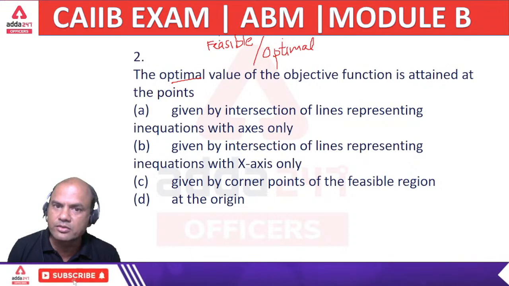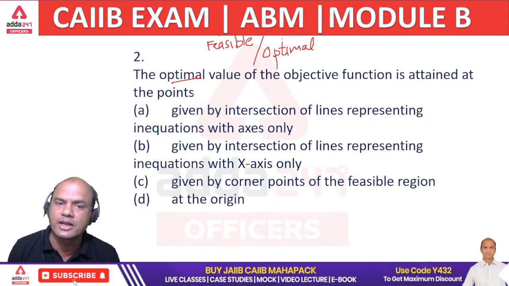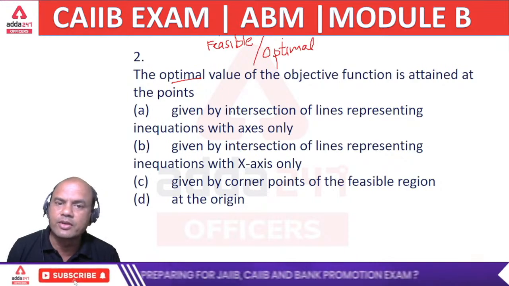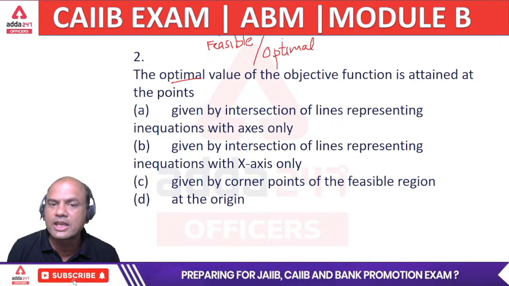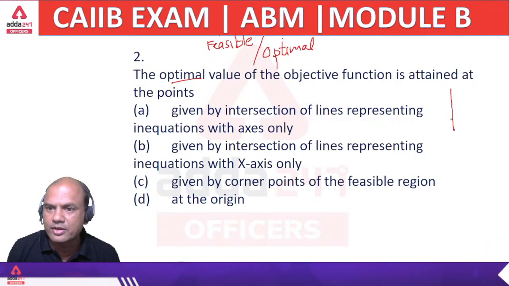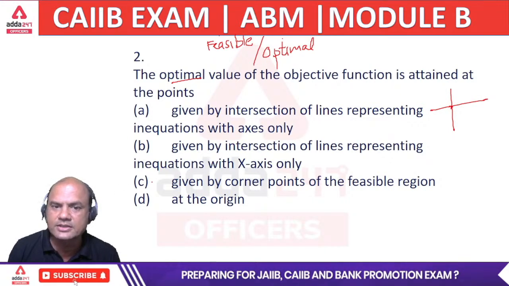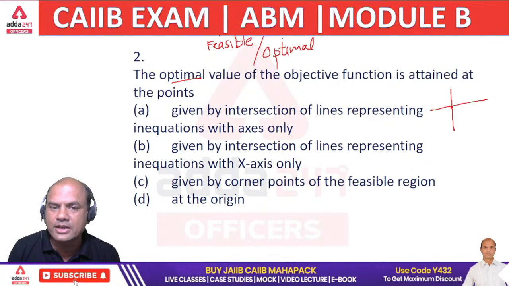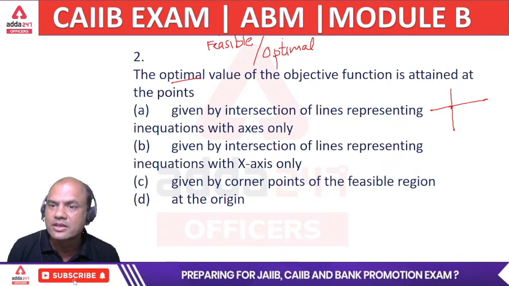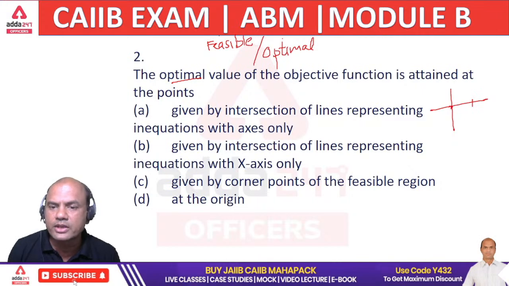Now you have to answer. What is feasible? What is optimal? I'll give the answer from my side and the explanation after you give the answer. A: given by intersection of lines representing the inequations with the axis only. Axis means this part, this is the y-axis and this is the x-axis. This point. Is this the optimal solution? B: given by intersection of lines representing inequations with the x-axis only, meaning purely where it cuts the x-axis. C: given by corner points of the feasible region.